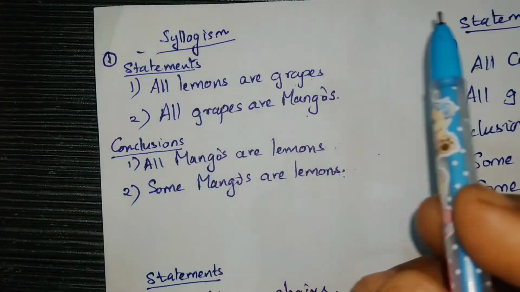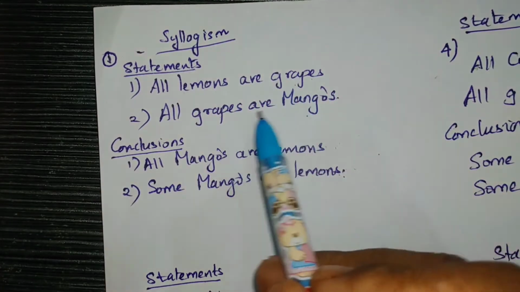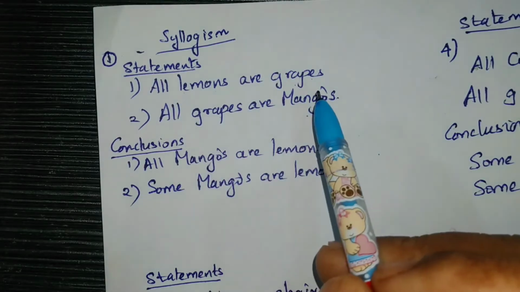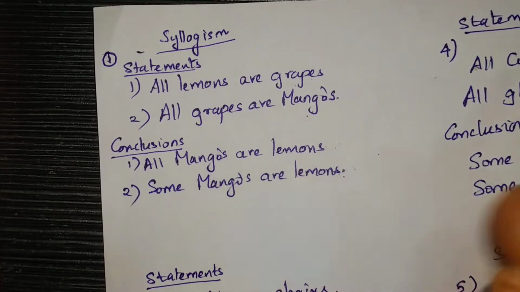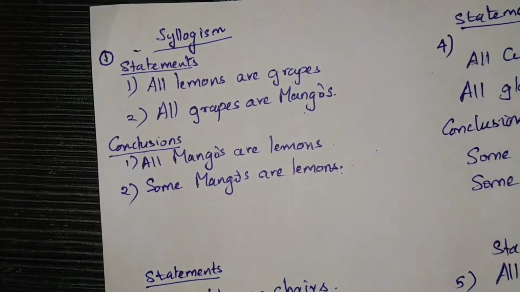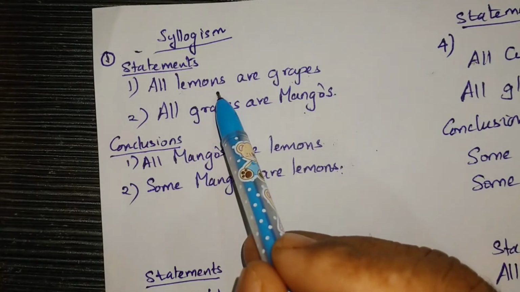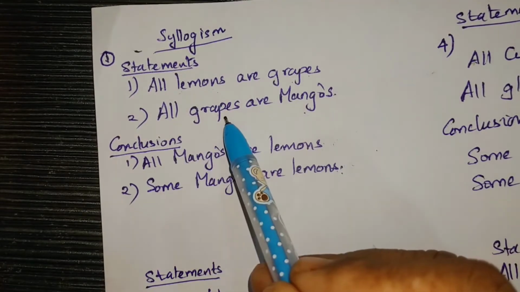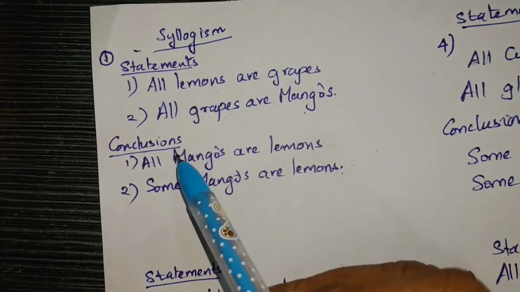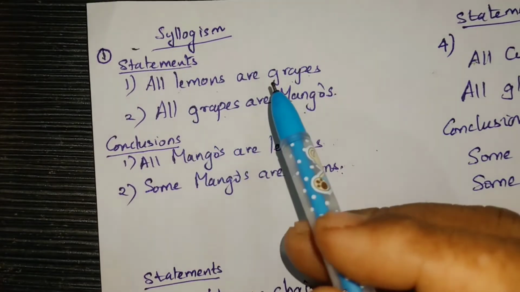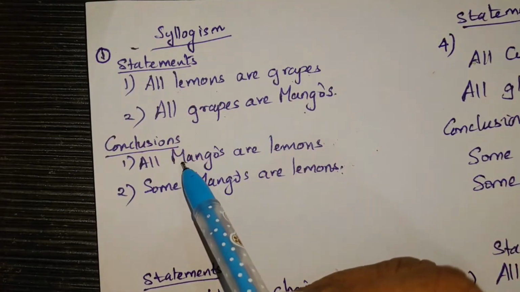There are two statements. All the lemons are grapes. Lemons is one area, grapes are one area. Mangoes are a different area. All the lemons are grapes, all grapes are mangoes. So say the conclusion directly, dear students. The conclusion says all the mangoes are lemons. Say here all lemons, statement 1. All grapes. So when all and all is coming in statements, in conclusion we can get all, which will follow.